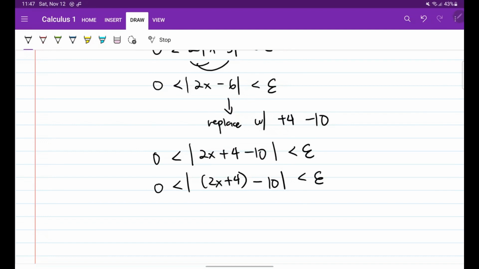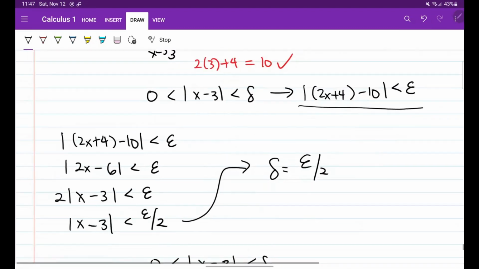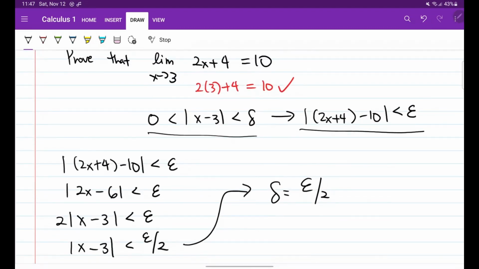So now, we have satisfied our condition to go from this definition, 0 less than absolute value of x minus 3 less than delta, to absolute value of 2x plus 4 minus 10 less than epsilon. So, meaning, we can go from this to this by choosing delta to be equal to epsilon over 2.